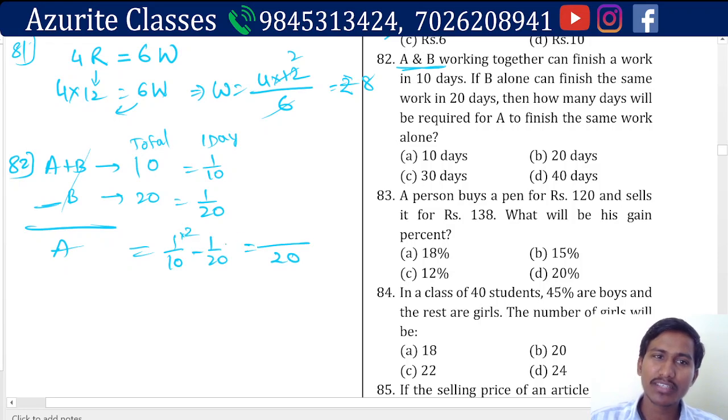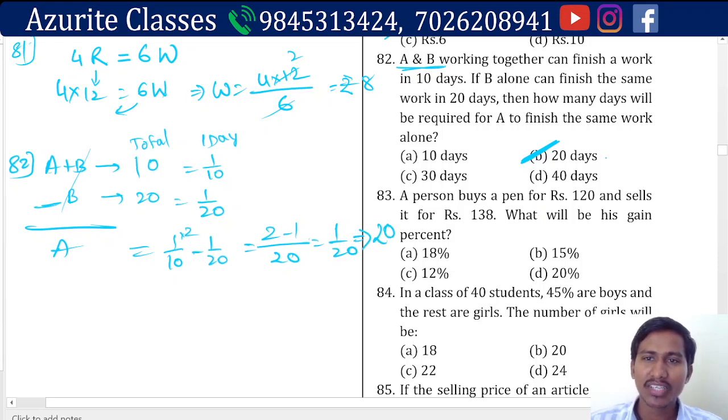Here 2 minus 1, that is 1 answer, right? So 2 minus 1 will come 1 by 20. 1 by 20 means 20 days he will take. Reciprocal of this 1 by 20 will be 20 days. So that is the answer, option B for 82, okay.